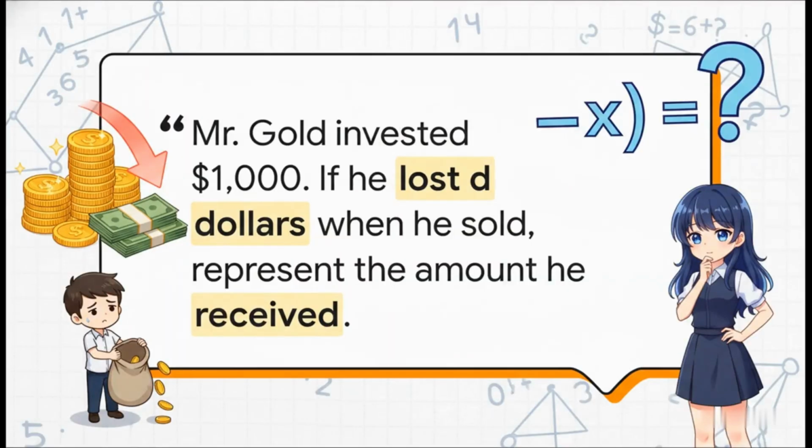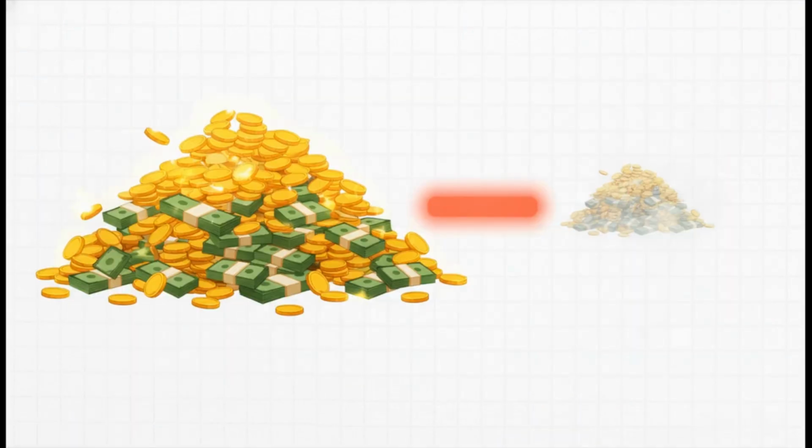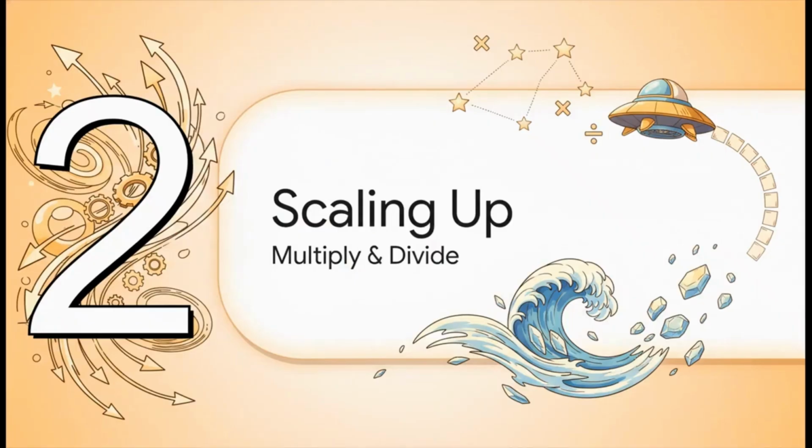All right, ready for another one? Let's do it. This time, we're starting with a total amount and something is being taken away. So what's the key word here that's signaling the operation we need to use? Did you spot it? The key word is lost, which is a direct translation for subtraction. He started with $1,000. He lost D dollars, so what he's left with is represented by 1,000 minus D.